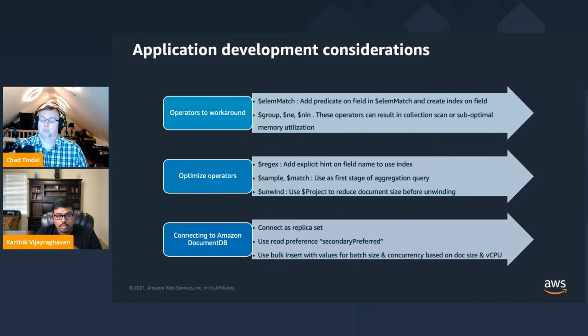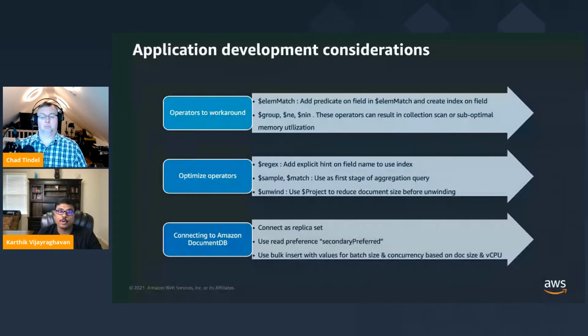Similarly, there are certain operators that, when you're using them, you should make sure you're using them in an optimized fashion. For example, if you're using regex, like a prefix match or a pattern match with regex, consider adding an explicit hint on the field name so that an index can be utilized. If you're not using a hint, regex queries are going to be doing a collection scan. So you can optimize the performance of your regex query by using an explicit hint.